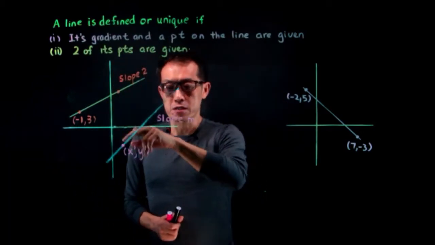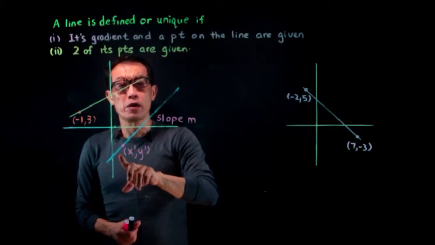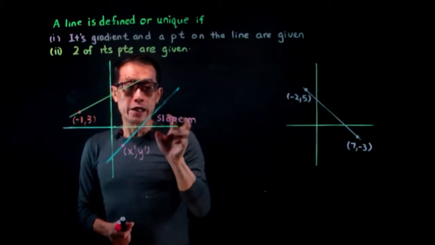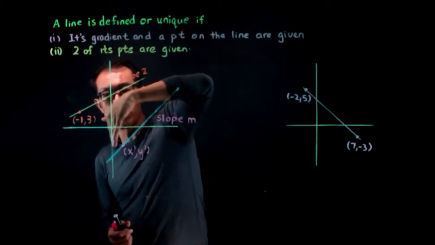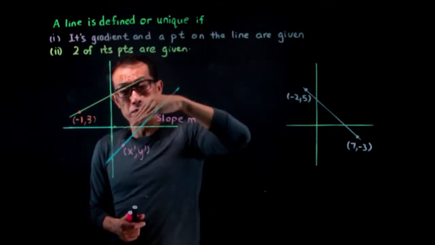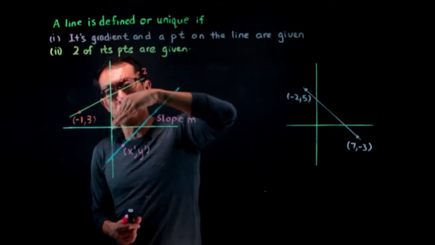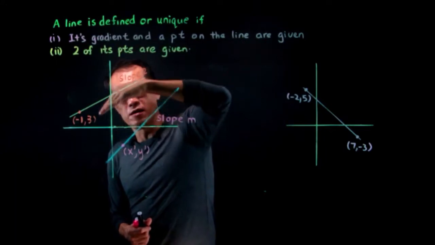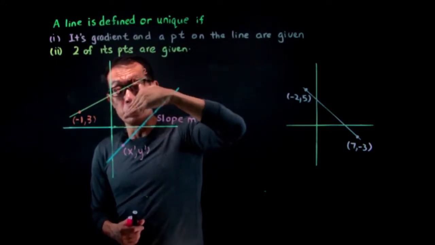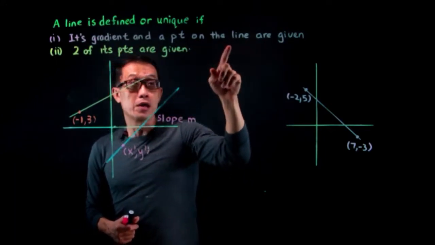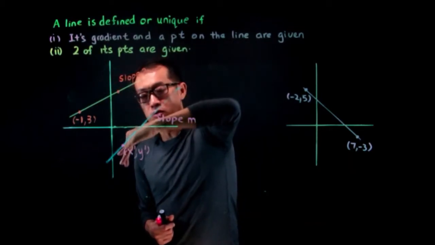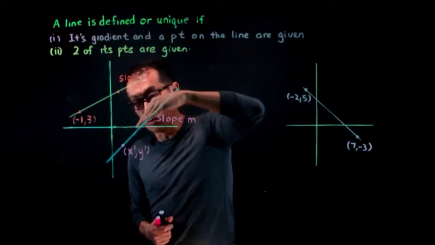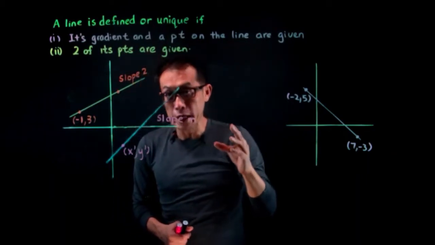Now imagine this is a slope and it passes through this point. The slope is the gradient, all right? Imagine the slope is m. So it can't tilt this way further or tilt less. It has to be at this gradient. So you can draw many parallel lines if just the slope is given. Now, if another point is given, then the line can't move anywhere. It has to pass through this point and it must have this slope. So the line is unique.